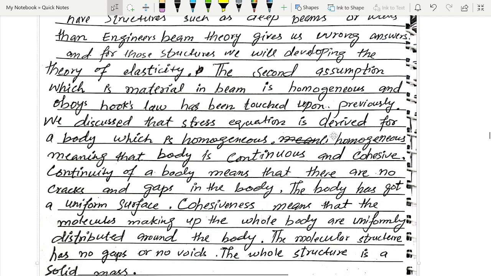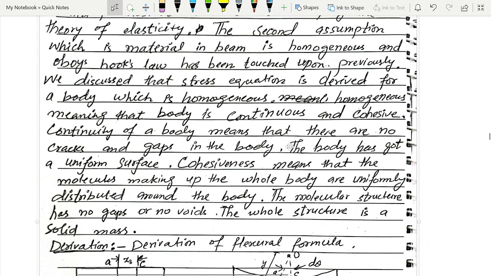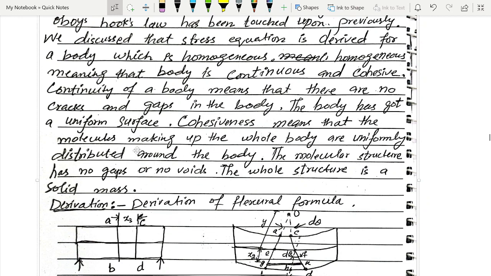We discussed that the stress equation is derived from a body which is homogeneous, and homogeneous means that the body is continuous and cohesive. Here it is also explained. Continuity of a body means that there are no cracks and gaps in the body. The body is continuous, and the body has a uniform surface. Cohesiveness means that the molecules making up the whole body are uniformly distributed around the body.